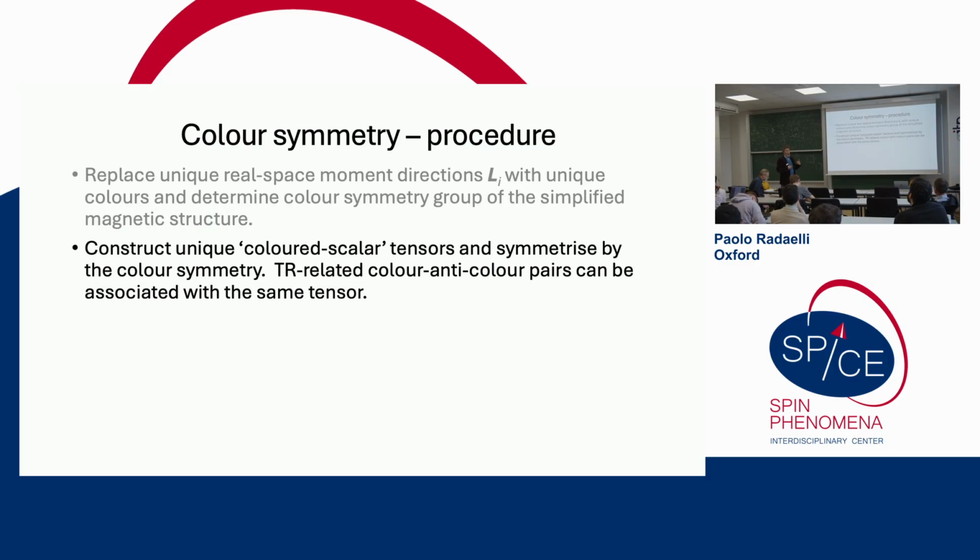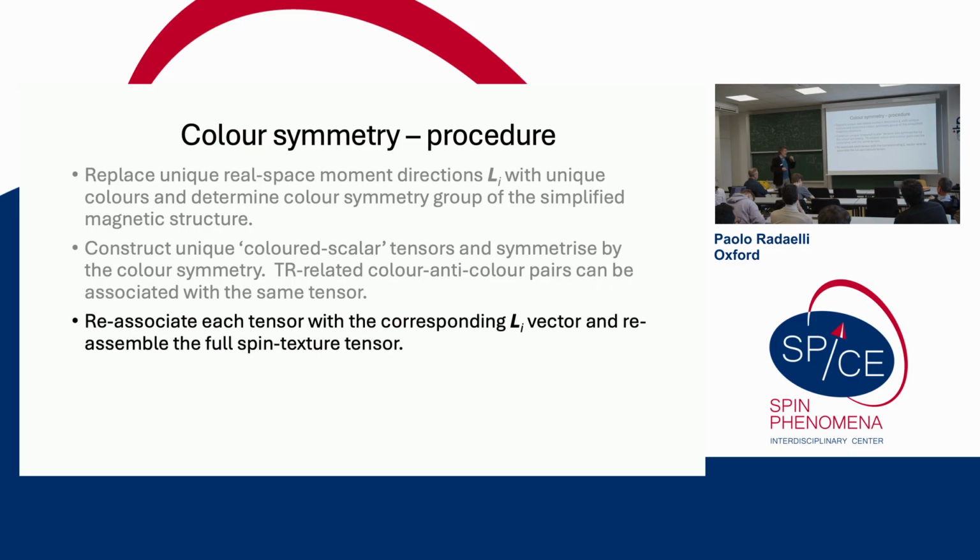You construct colored scalars in the same way you construct the black and white scalar before, and the symmetry interchanges the scalars. So if you have 3 colors, you interchange 3 scalars. If you have directions that are opposite to each other, you can use the same scalar because it's time reversed, essentially color anti-color symmetry. And then at the end, you reassociate each tensor with the corresponding vectors and reassemble the full spin texture. So what you get is, by construction, the totally invariant, the co-rotating part of the texture, like in altermagnets.